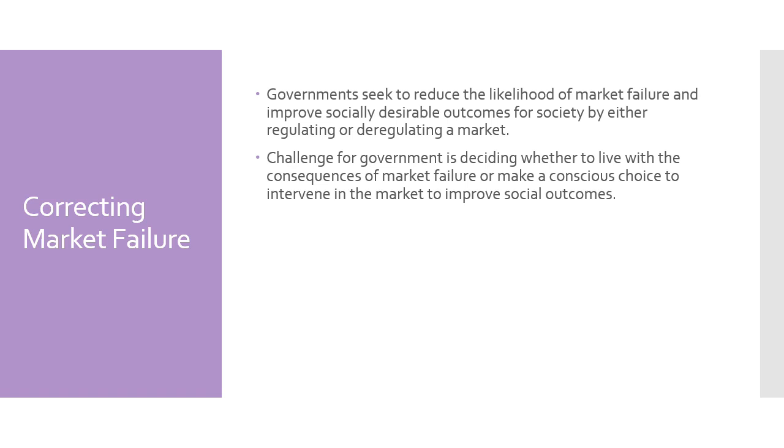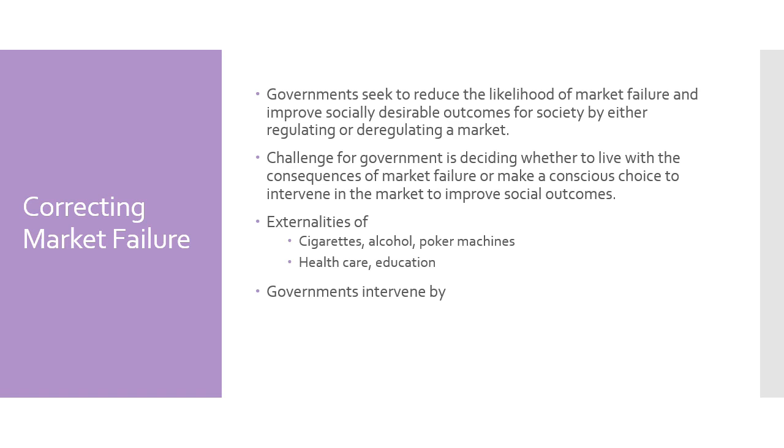But the challenge for government is deciding, do we live with some of these market failures or do we not live with some of these market failures? We have to make a choice to intervene and improve or let the market sort it out itself. And that obviously comes with a lot of consequences. Some of the things that we need to think about are externalities of consumption, things like cigarettes, alcohol, poker machines, healthcare, education. So these are positive externalities. Sometimes they can be negative externalities as well.